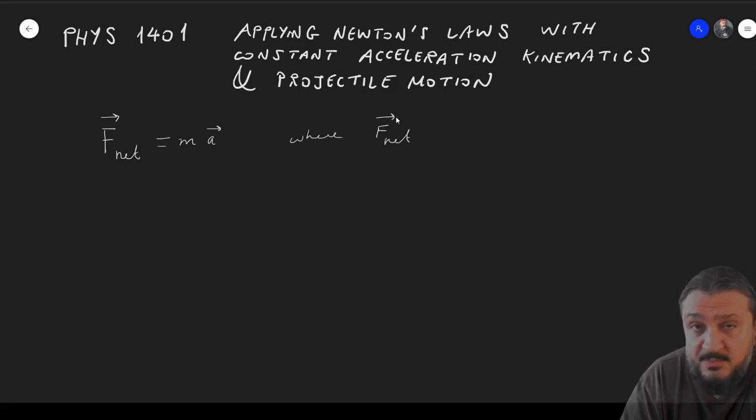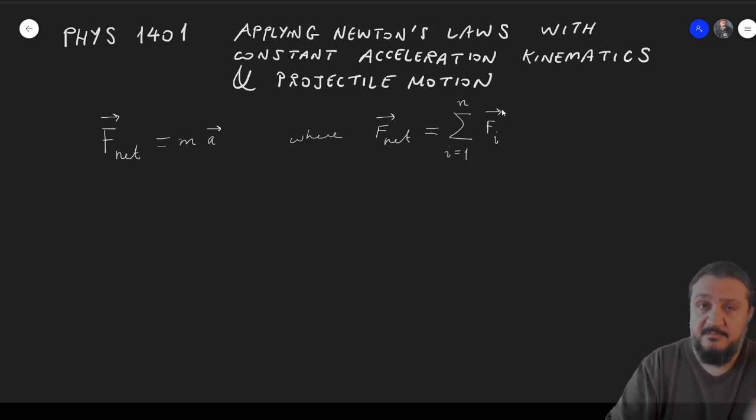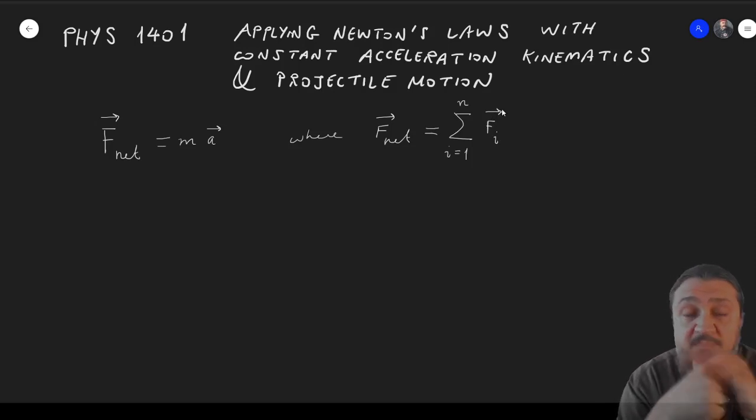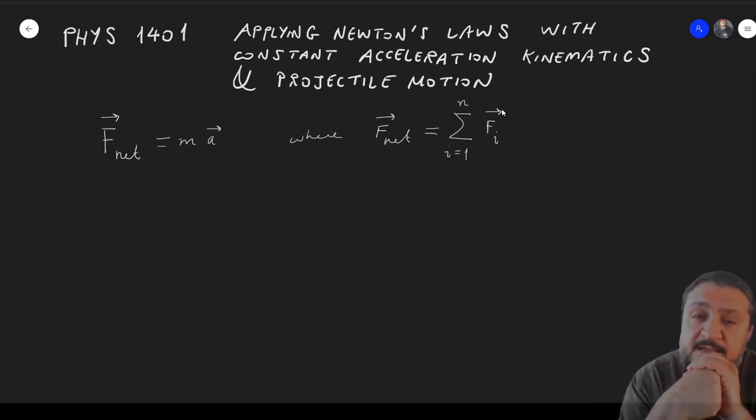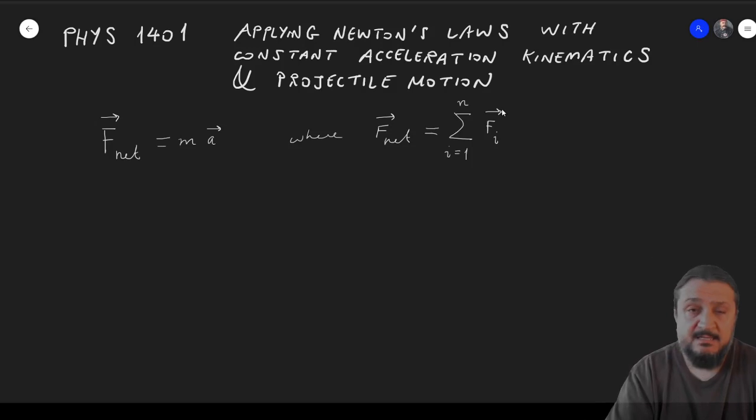You never use only one force. You have to consider all of the external forces. So we're talking about a vector sum. Let's use this sigma symbol to denote the summation. Let's say you have n number of forces. So I'm just adding them up. This i represents the ith element, the ith force.